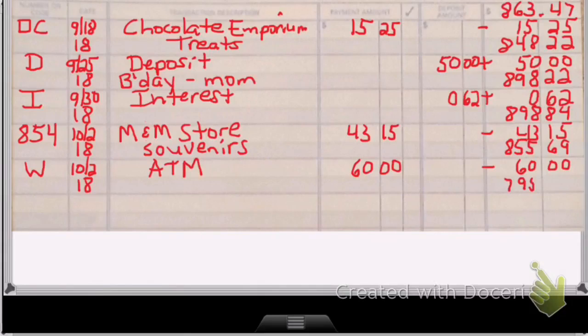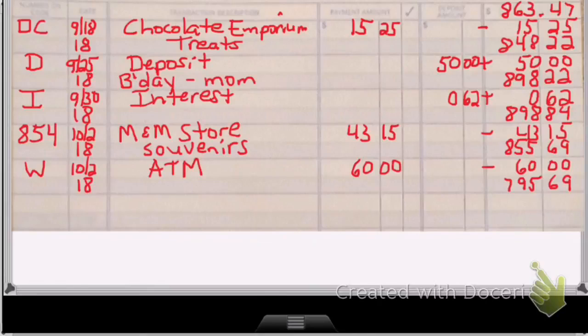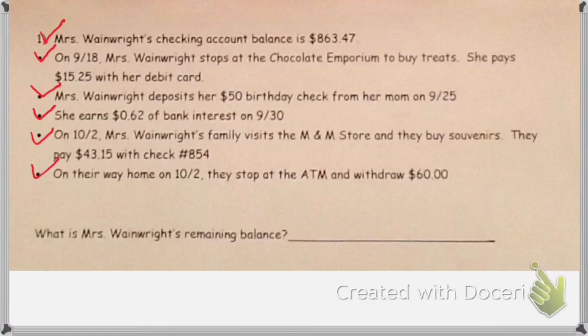Let's transfer that back in. So on the gray section of my total column, I write my balance of $795.69, again lining up all of my digits. I go back to my original problem and I see that I did indeed do the last thing, so I check it off, and now it wants to know what is Mrs. Wainwright's remaining balance. So I go back and I look at the very last number that I have in the gray box, which is $795.69.